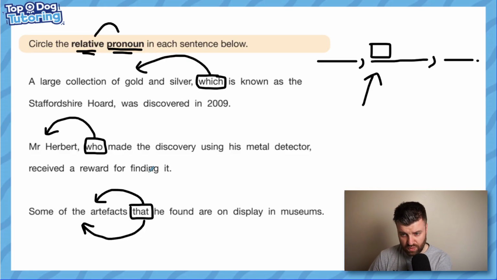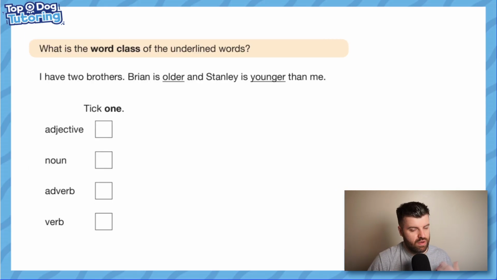So the word that, the word who, the word which, the word where as well, and a few others can be used as relative pronouns. There they are. But they're the types of questions where we have to circle. Now we're going to move on to the types of questions where we are ticking. And again, the key here, guys, read it really carefully.